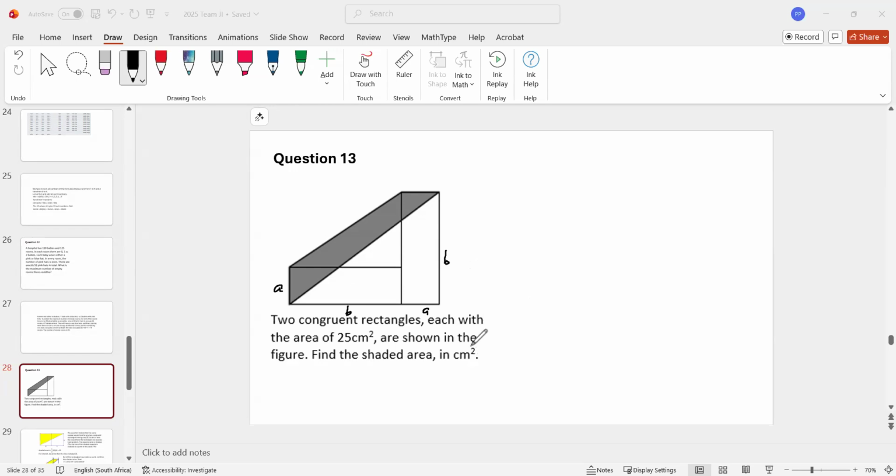Okay, each with area 25 centimeters squared. So the area of the rectangle is 25. So AB is 25 square centimeters. So that's the area of each rectangle. If I use the symbols A and B for the length and the breadth, then the area is A times B. Now, the problem is to find the shaded area, this area here.